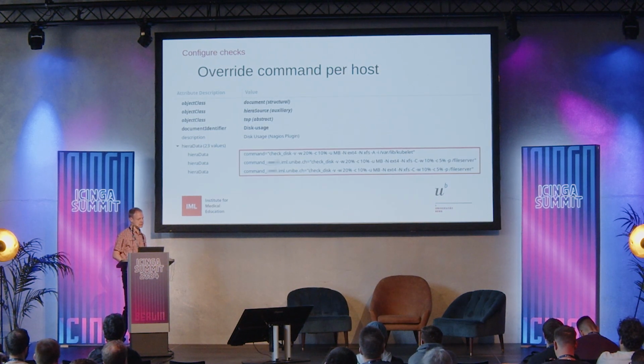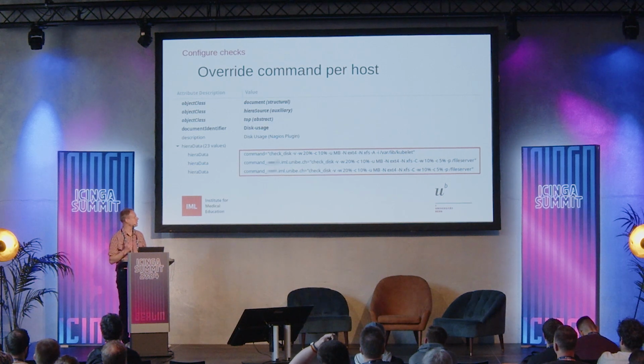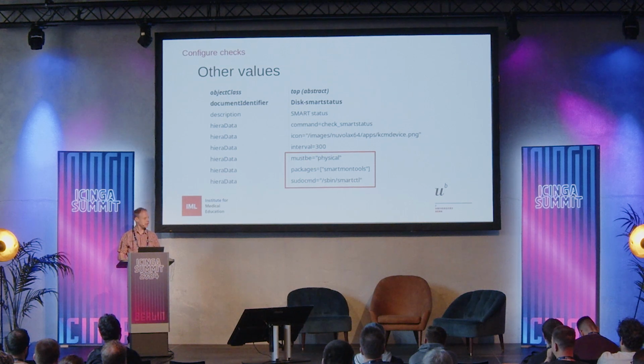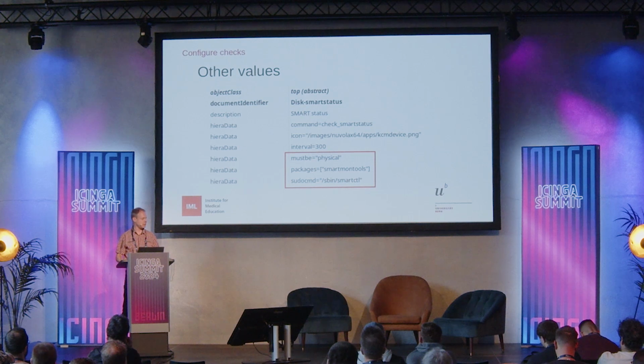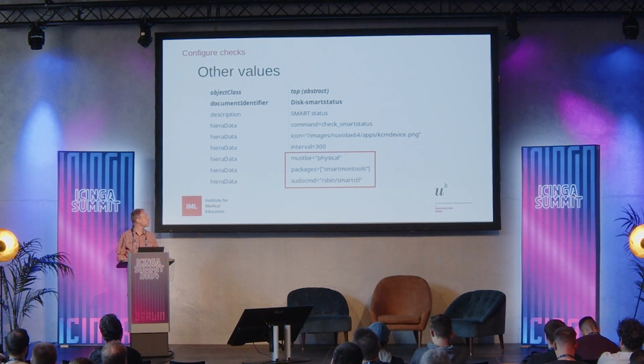One of the customizations is setting another command line for a specific host. And our convention is to set command underscore fqdn and give its parameters. Additionally, we have some more values next to the check information. Here we see a check for the SMART check of a hard disk or SSD, which can only be installed on a machine which is a physical one. So we have a keyword named must-be, which is a flag for us. It decides whether it is a check for a physical machine or for a virtual machine.